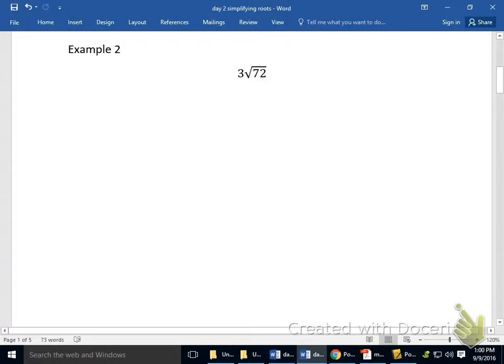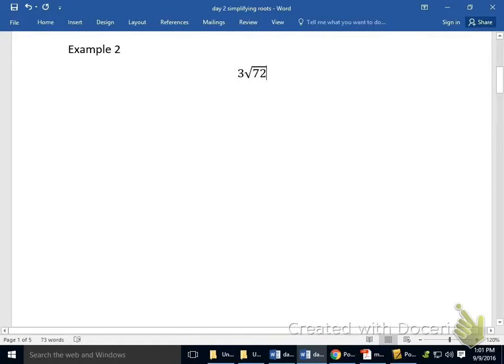Threw this one in here, and I really like this one because this reads as 3 times the square root of 72. This is not a cube root. You'll see what that looks like later when the 3 is written within the root. So you would see something like that, and that would be a cube root. Now getting back to this problem, the 3 times the square root of 72.